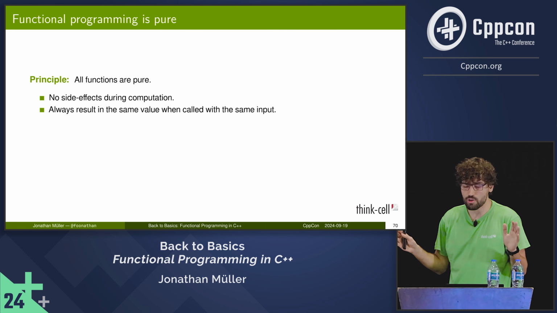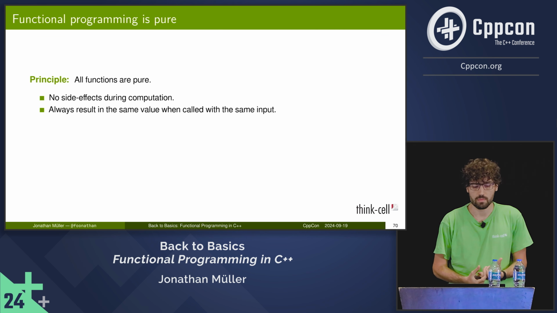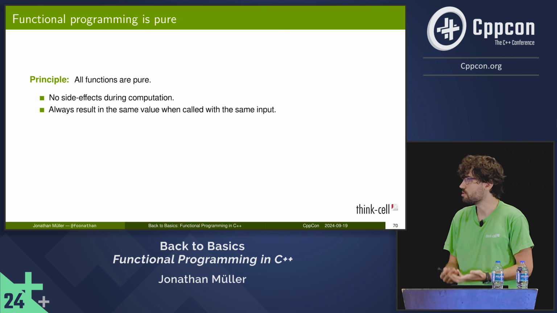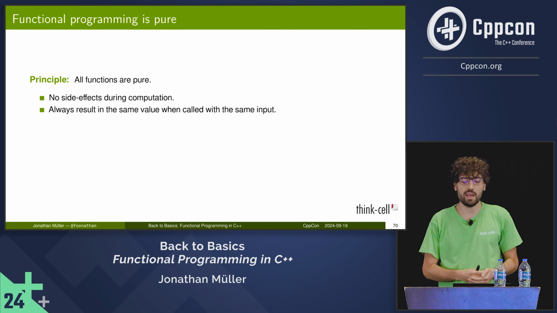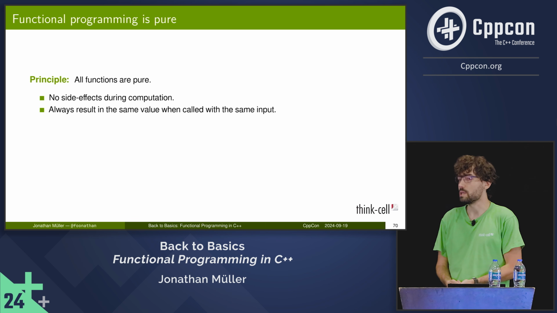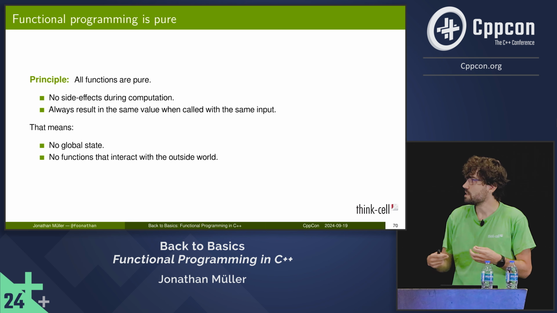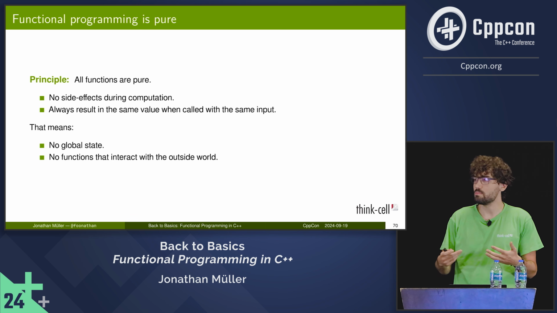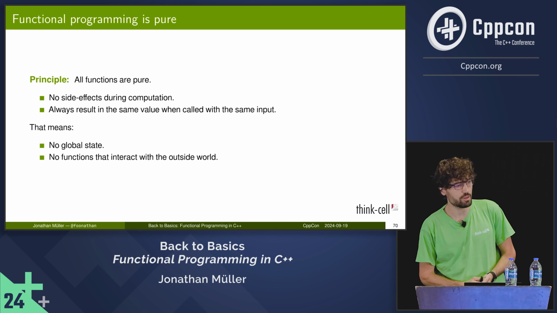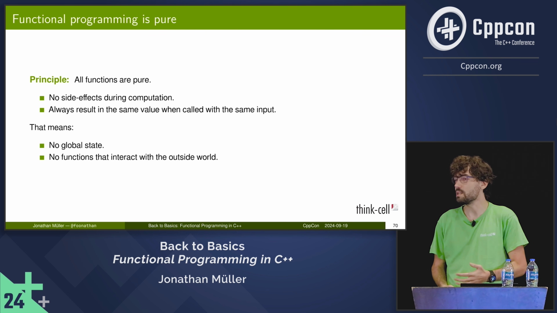So in a pure functional programming language, all functions are pure. This means they are mathematical functions. They cannot do any side effects during computation, so it doesn't matter whether you call it 0 or 1 or 2 times, and it always results in the same value when called with the same input, just like a mathematical function. This means that you cannot have any global variables that you can manipulate with your functions, and you also cannot do any I/O or interaction with the outside world, right? Because a function like readInt returns a different value every time you call it. This is not a pure function.